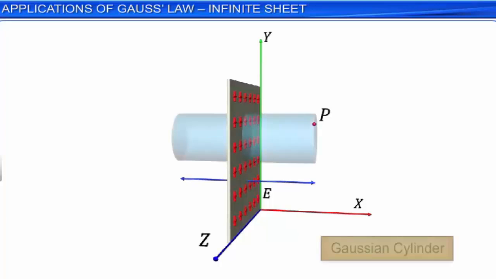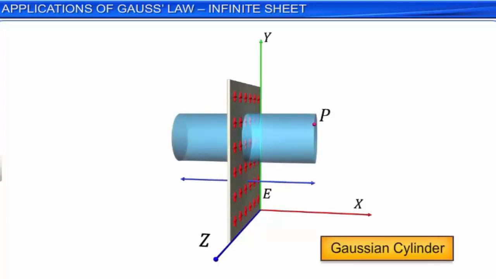consider a Gaussian cylinder, one of the plane faces of which passes through P, and as such, the plane face is parallel to the plane of the sheet of charge. The point P is at a distance x from the sheet of charge. The point P lies on the circular surface of the Gaussian cylinder. We see that the cylinder extends to the other side of the sheet of charge and the plane faces of the cylinder are equidistant from the plane sheet of charge.